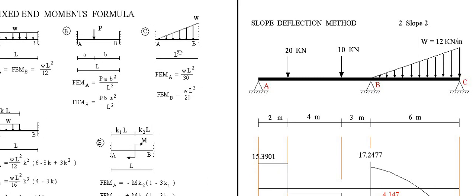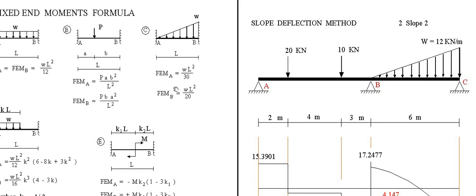For a triangular load, you will notice that the moment at B is bigger than the moment at A. So moment at A is smaller than B. So the divisor at A is 30 while at B the divisor is 20. Actually this expression over 20 is bigger than over 30, WL square over 30. So A is smaller, over 30.